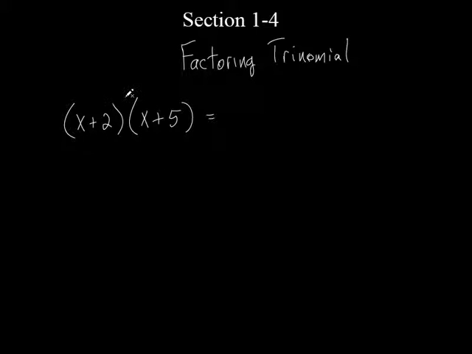So let's just do this. This is just distributive property, or what's the other method that we learned? FOIL. Okay, so we do the FOIL method, or you could just look at it as distributive as well. So do the first, and then do the outside, plus 5x, then do the inside, which is plus 2x, and then you do the last, which is plus 10.